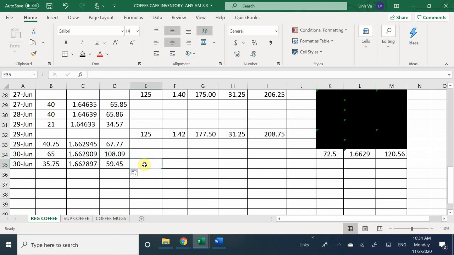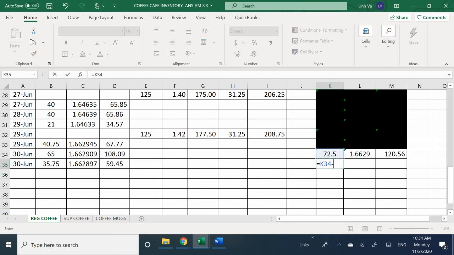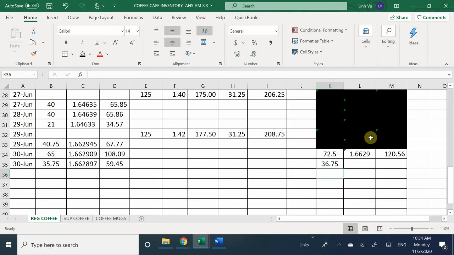Good, 59.45. All right, so let's go ahead and update our inventory. If I started with 72.5 pounds and I sold 35.75, how many pounds should I have left? 36.75. All right.